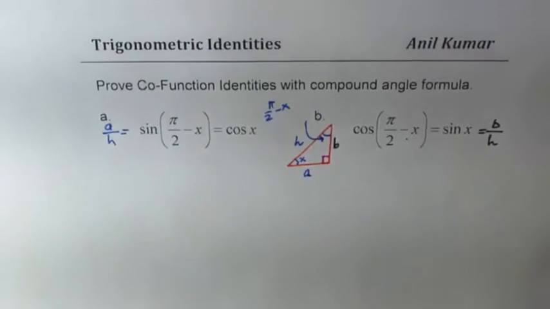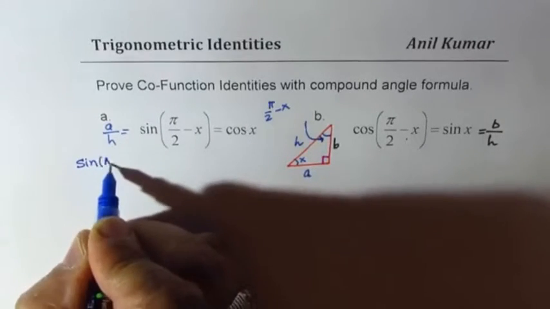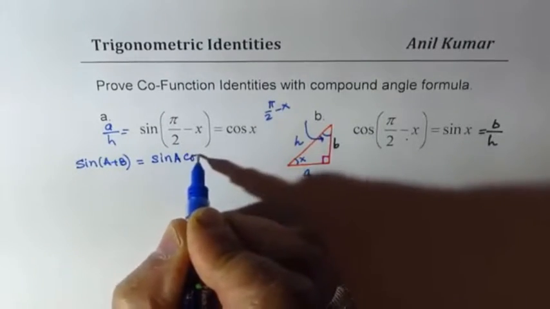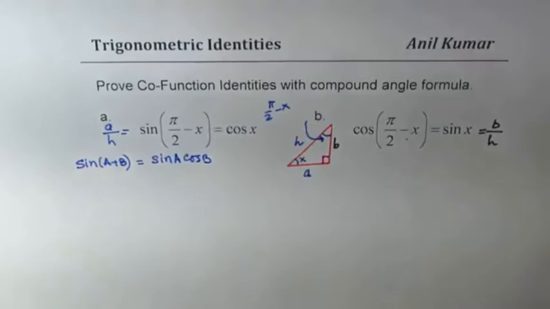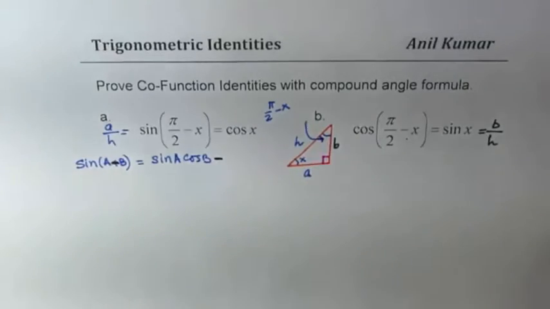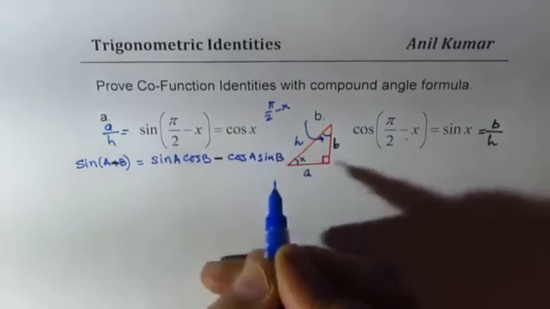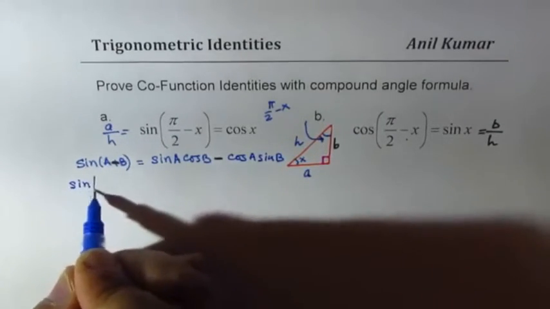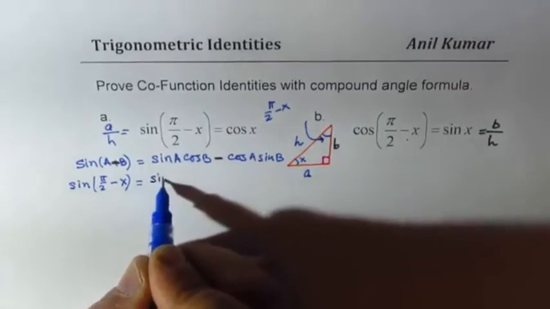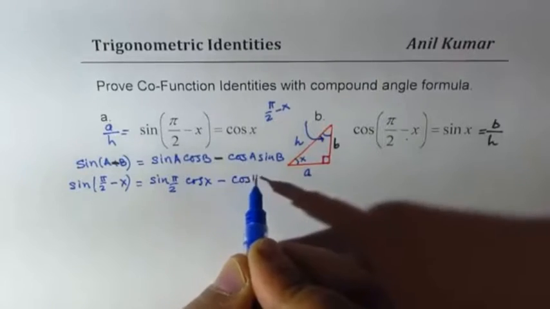Now let us see how to prove it. We'll start with the compound angle formula, which is sine A plus B equals sine A cos B plus cos A sine B. Since this is minus, we'll write sine A minus B equals sine A cos B minus cos A sine B. We want to find what is sine of pi by 2 minus x. Replace A with pi by 2.